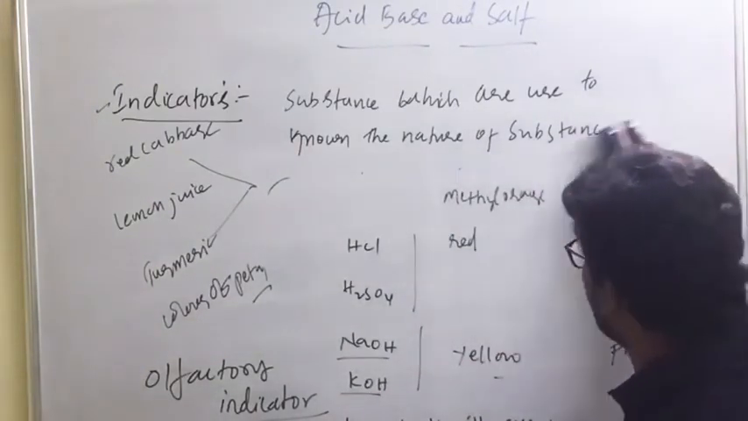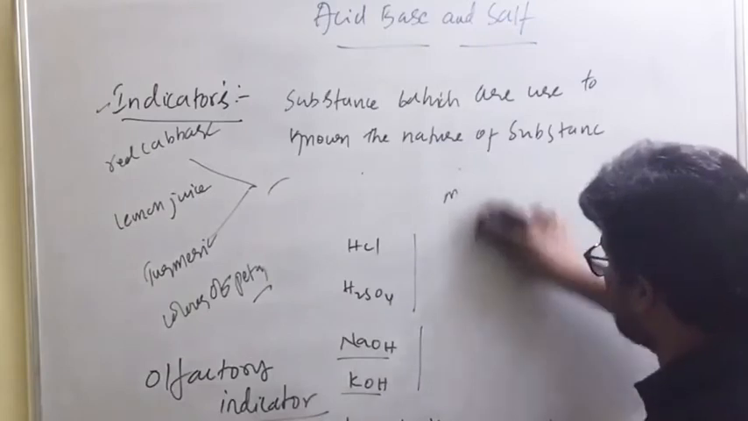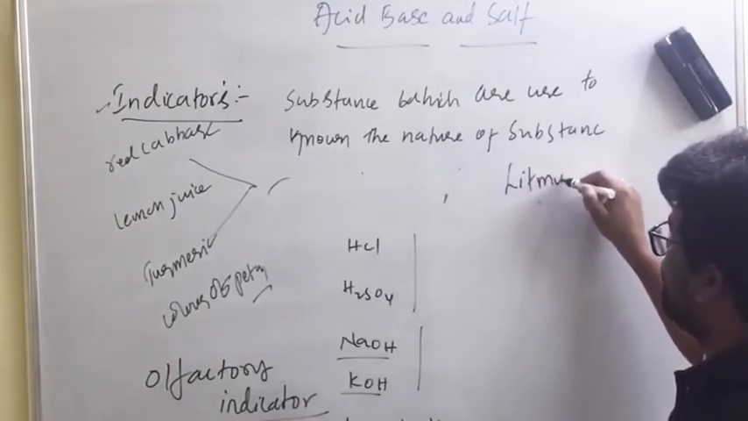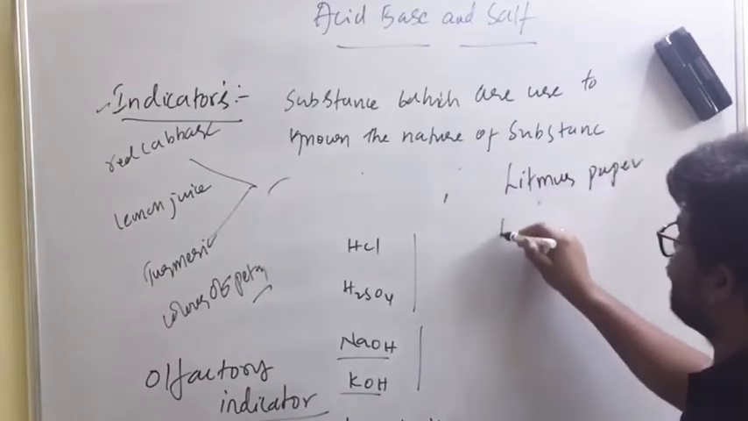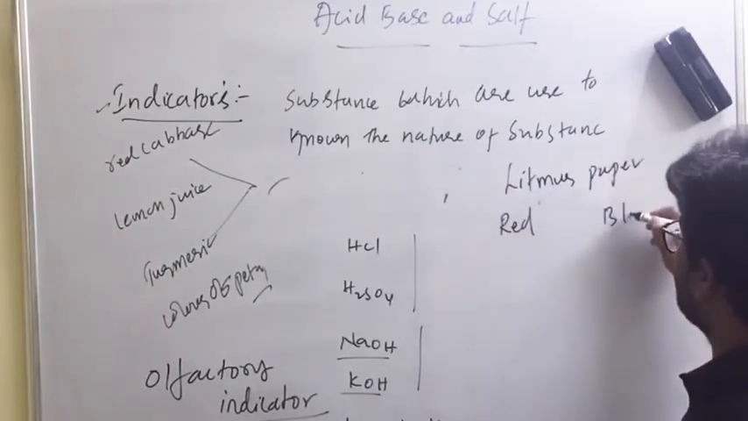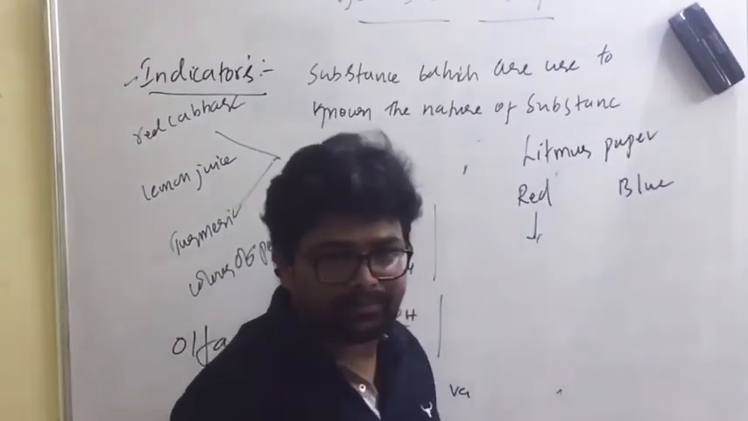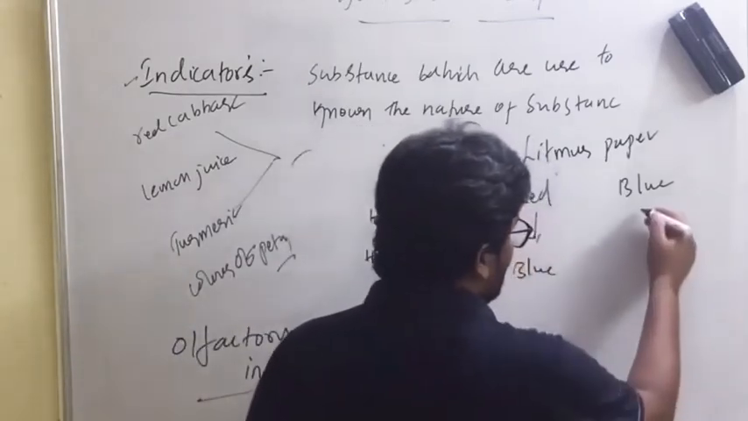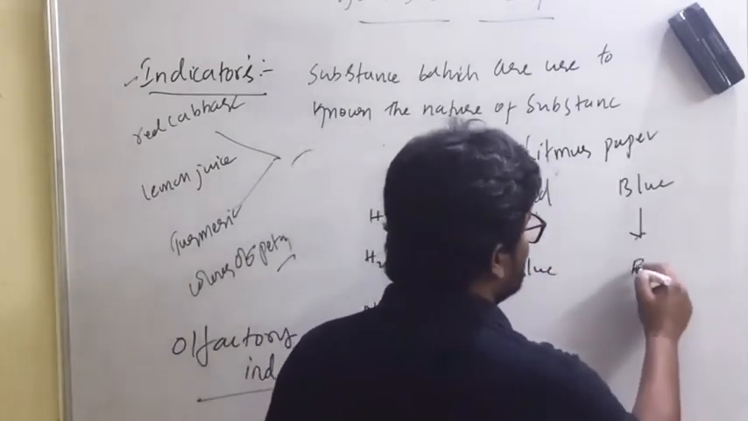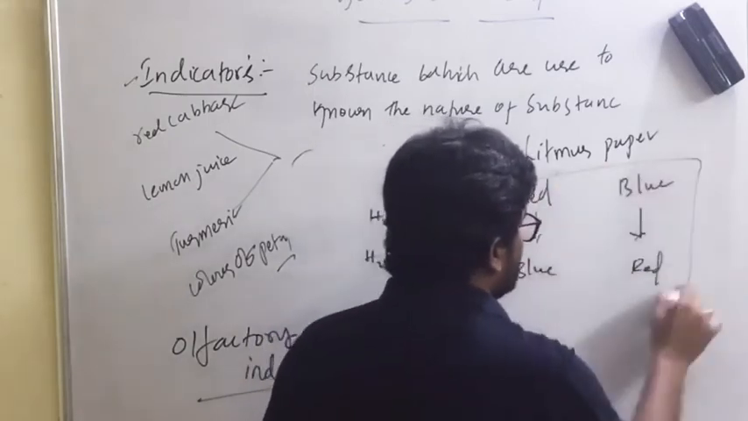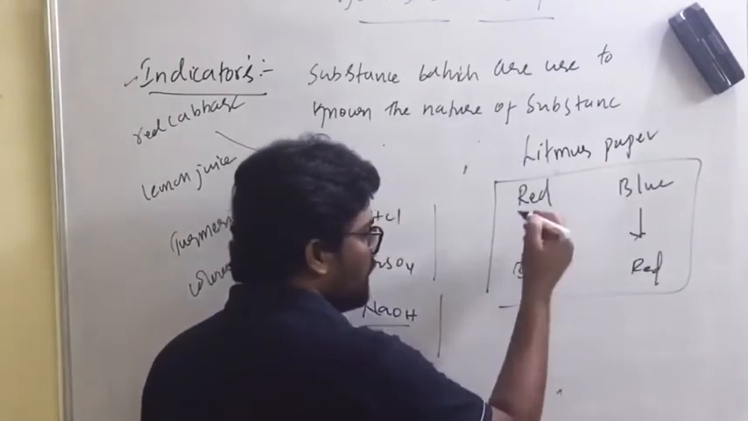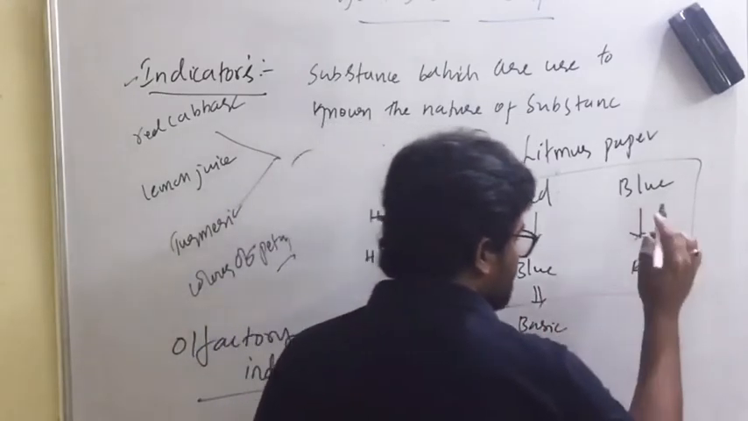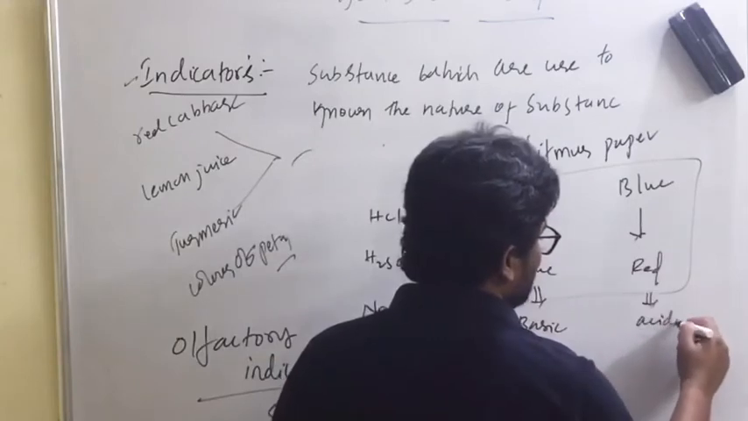So one more we have, color change indicator like litmus paper. How do we identify with the help of litmus paper? We have two litmus papers which we generally use, red and blue. When solution is basic, red litmus changes to blue in color. When solution is acidic, blue litmus paper changes to red in color. If red litmus paper is turning into blue, then we call it basic substance. If blue litmus changes to red, we call it acidic substance.